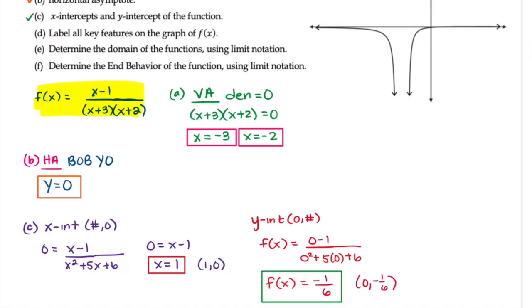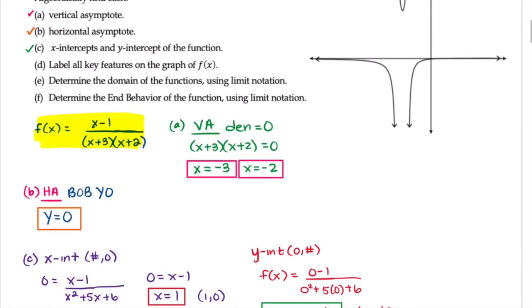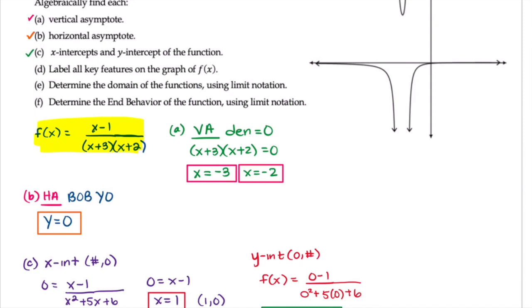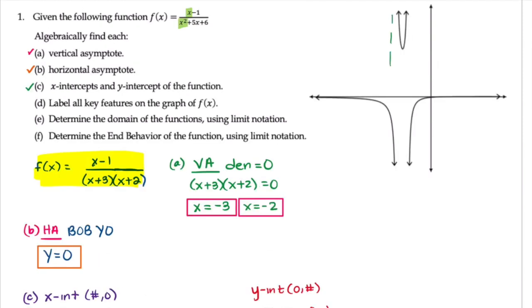Part D wants us to label all key features on the graph. So we have all the key features here. Let's start by labeling the vertical asymptotes. So we had two vertical asymptotes, one of which is somewhere here. I'm going to put a dashed line, arrows at the end, and I'm going to label this x value as -3. My other asymptote is somewhere here at -2. So there are my vertical asymptotes.